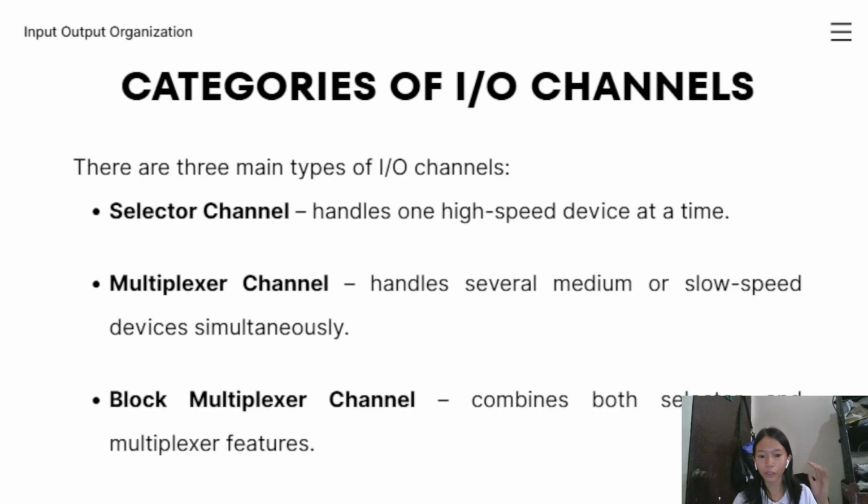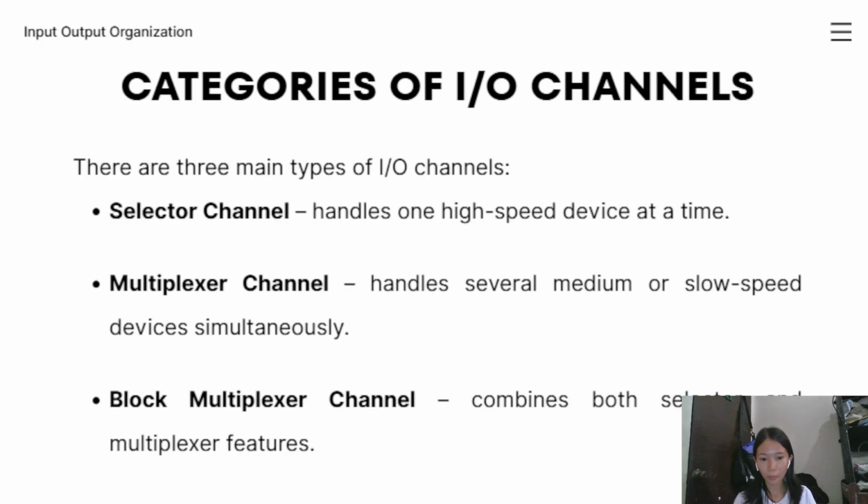There are three main categories of input-output channels, and each one has a different way of handling devices. Number one is the selector channel. The selector channel is designed for high-speed devices, meaning it focuses on transferring large amounts of data quickly, but only from one device at a time.